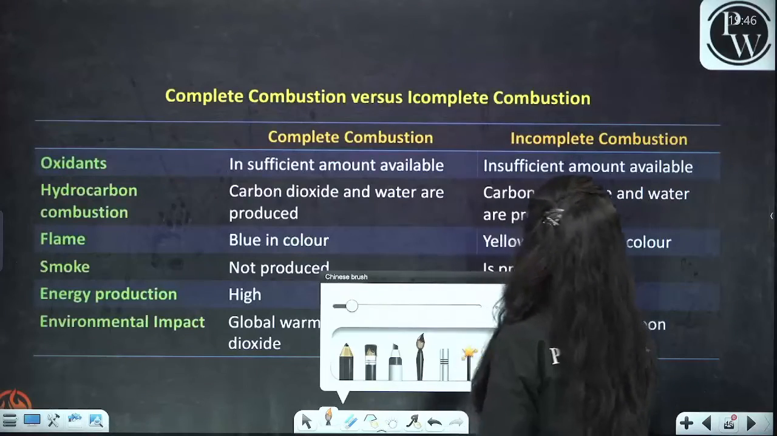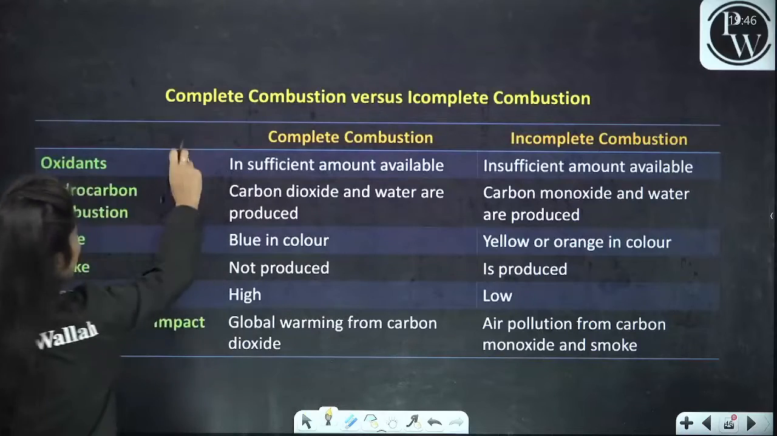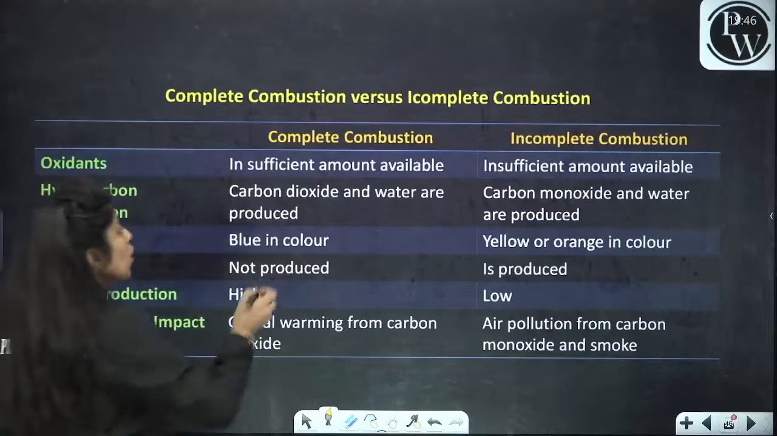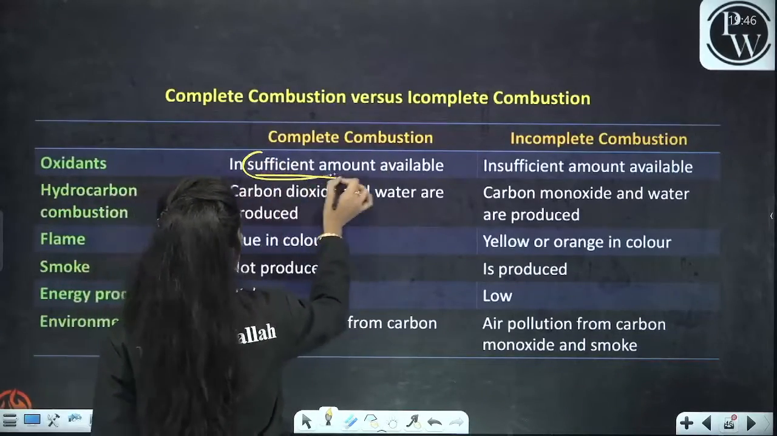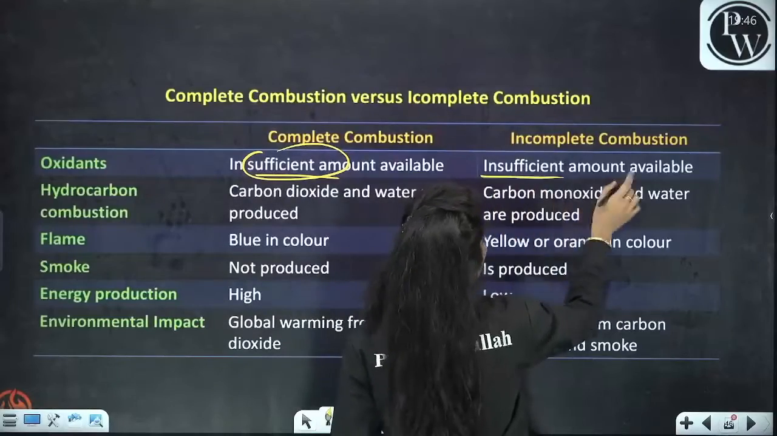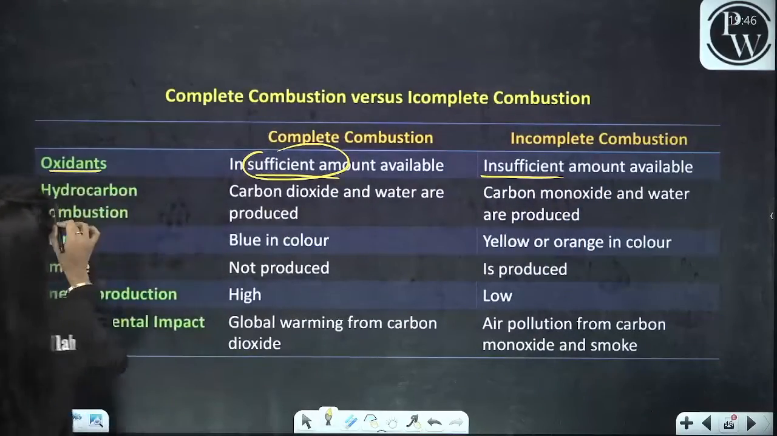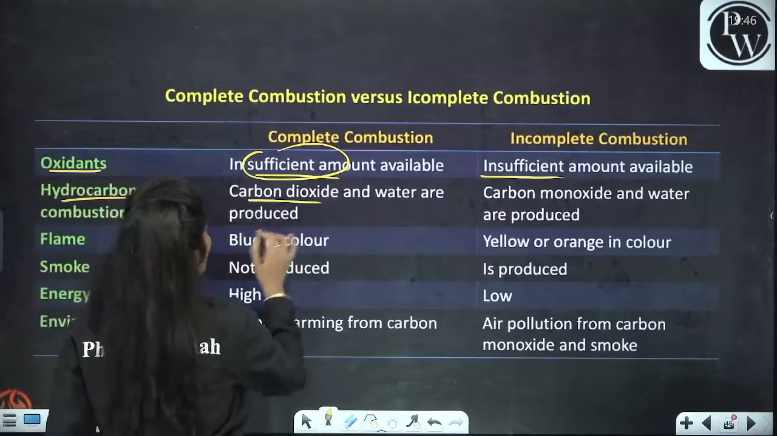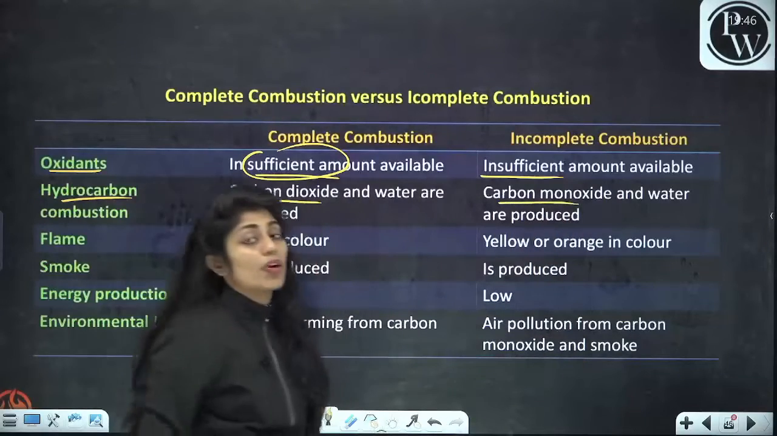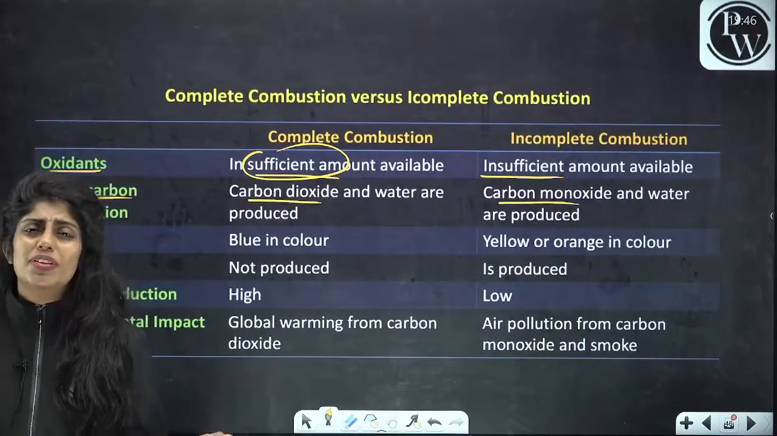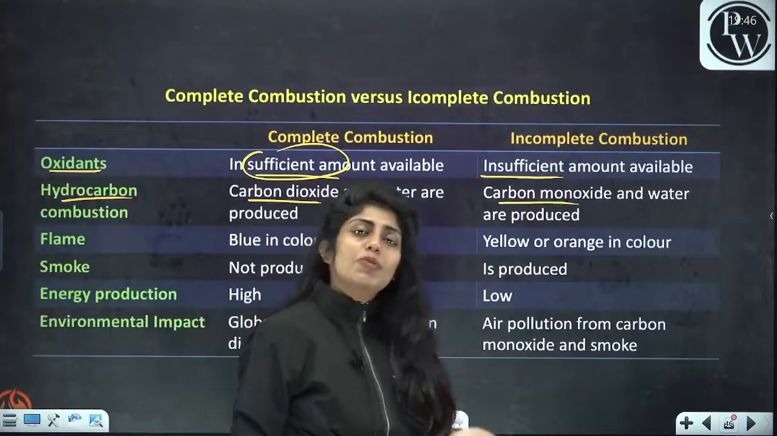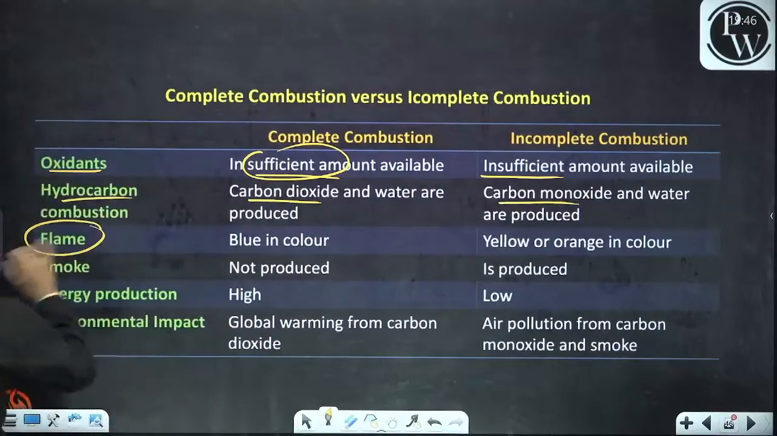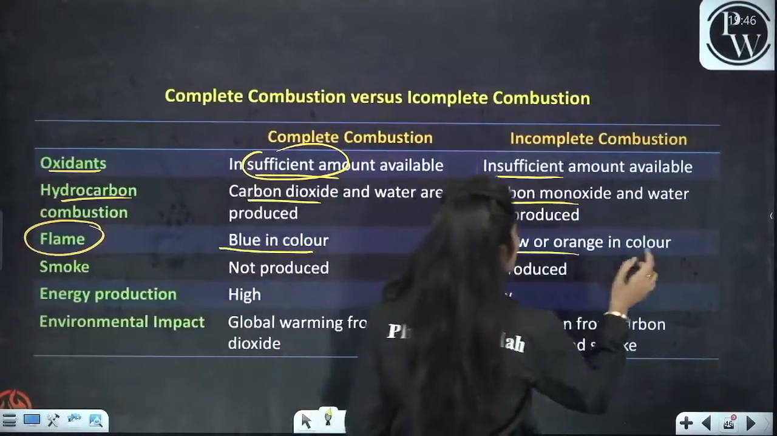So basically now we have to understand that complete combustion and incomplete combustion have clear differences. One occurs in a sufficient amount of oxygen, while in the other an insufficient amount of oxygen is available. So basically the hydrocarbon on combustion gives you carbon dioxide, and here carbon monoxide and water vapors are present. As I told you, less oxygen, carbon monoxide. Excess of oxygen, carbon dioxide. Simple. Flame: blue color flame, versus yellow, orange, dirty flame.